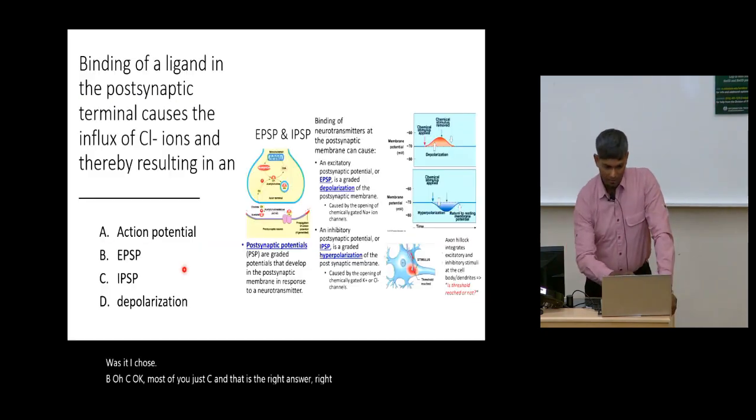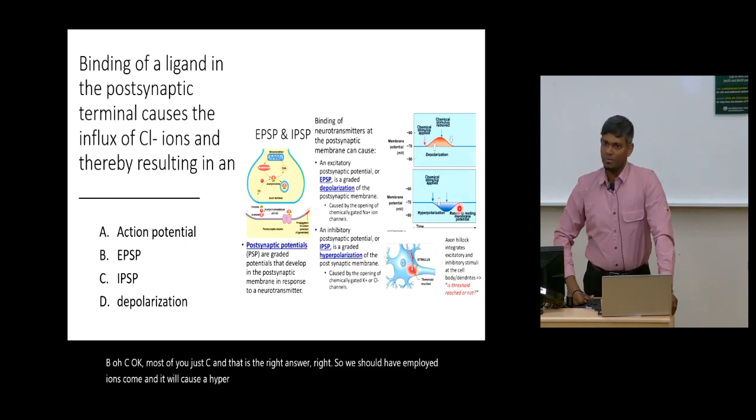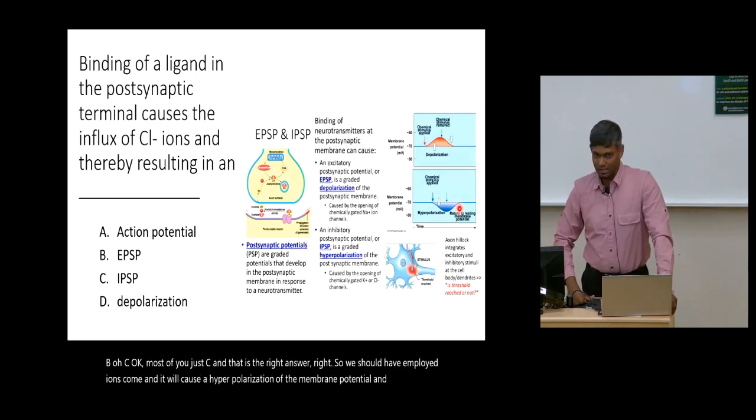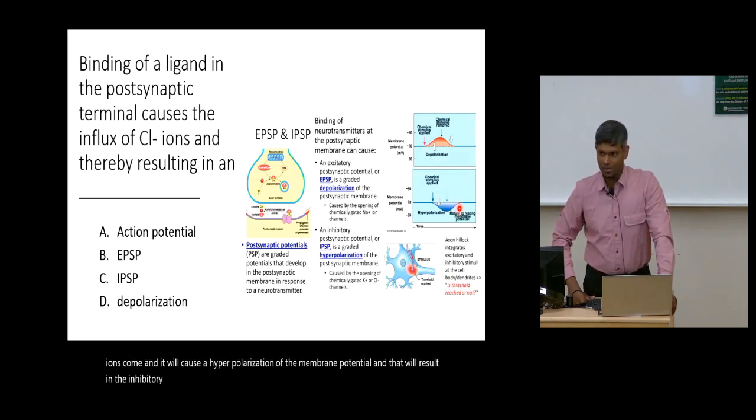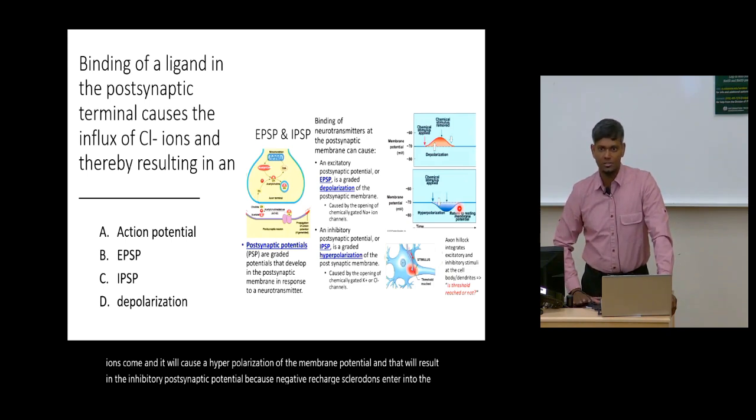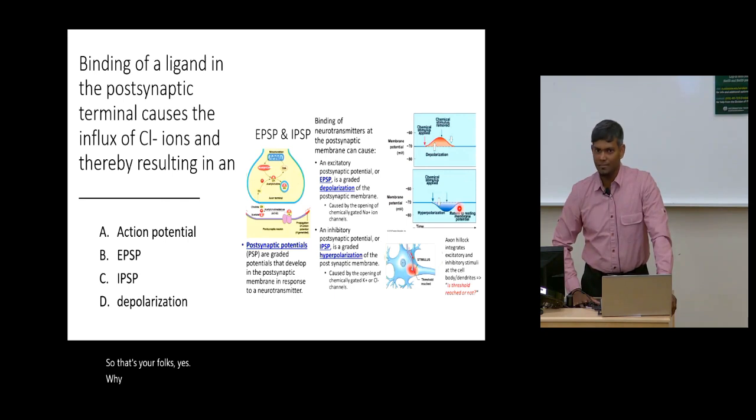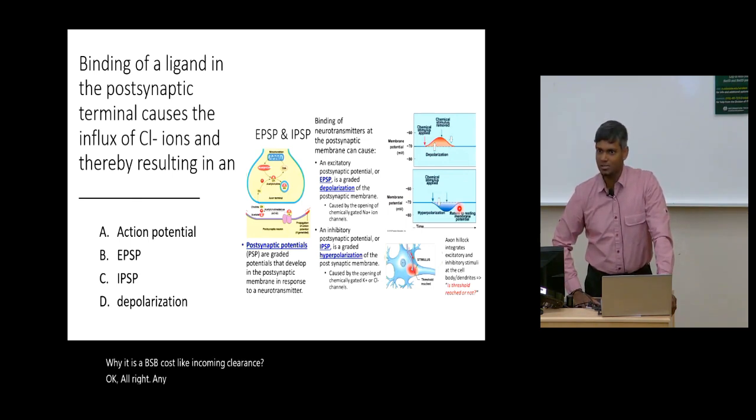So we see when chloride ions come in, it will cause a hyperpolarization of the membrane potential, and that would result in the inhibitory postsynaptic potential because negatively charged chloride ions enter into the cell. Is that clear, folks? Why is it an IPSP caused by incoming chloride ions? Okay, all right. Any questions at all?